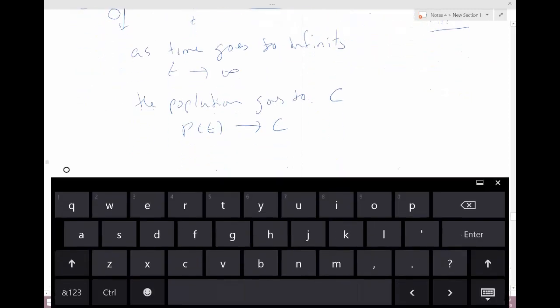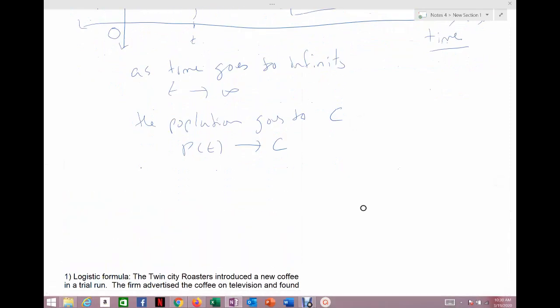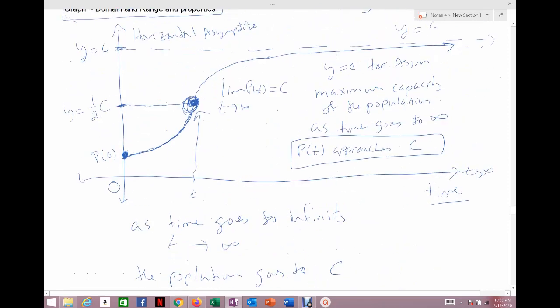All right, and then what happens in terms of the derivative? The derivative, the rate of change, the slopes, go to 0. My derivative function will approach 0 in the long run. As time goes to infinity, my population approaches this c value. My function approaches the c value, and my speed, my rate of change, tapers off and flattens out to 0.